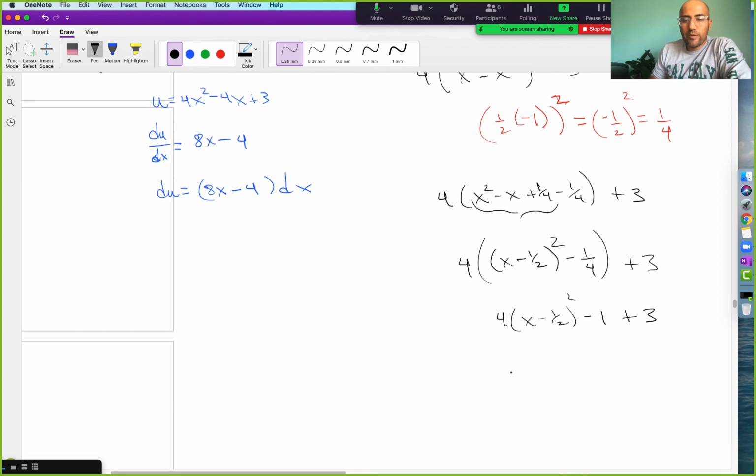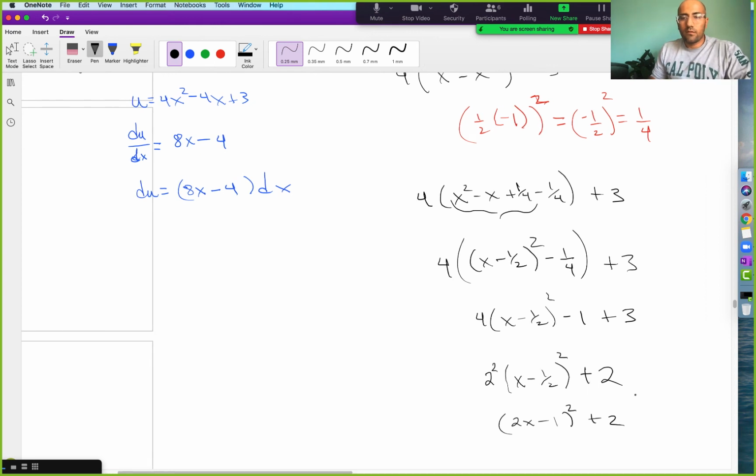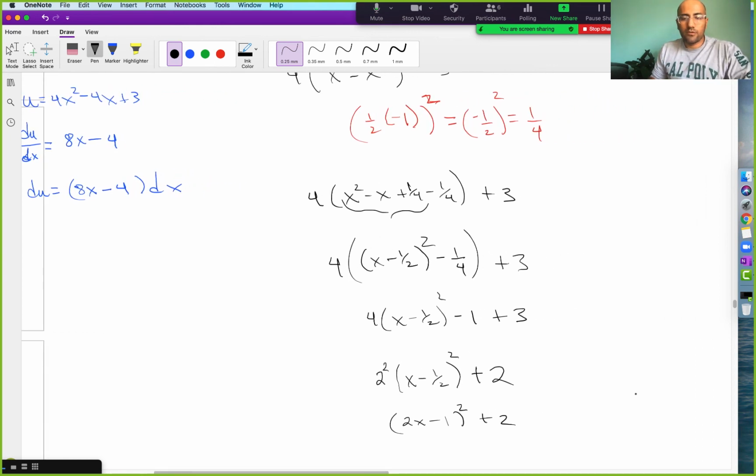And we can always rewrite the 4 as a 2 squared. So 2 squared times x minus 1/2 squared, plus 2 now, combining these two. And so I'm going to distribute that 2 in there, and I end up with 2x minus 1 squared plus 2. Good. Questions, questions, questions?